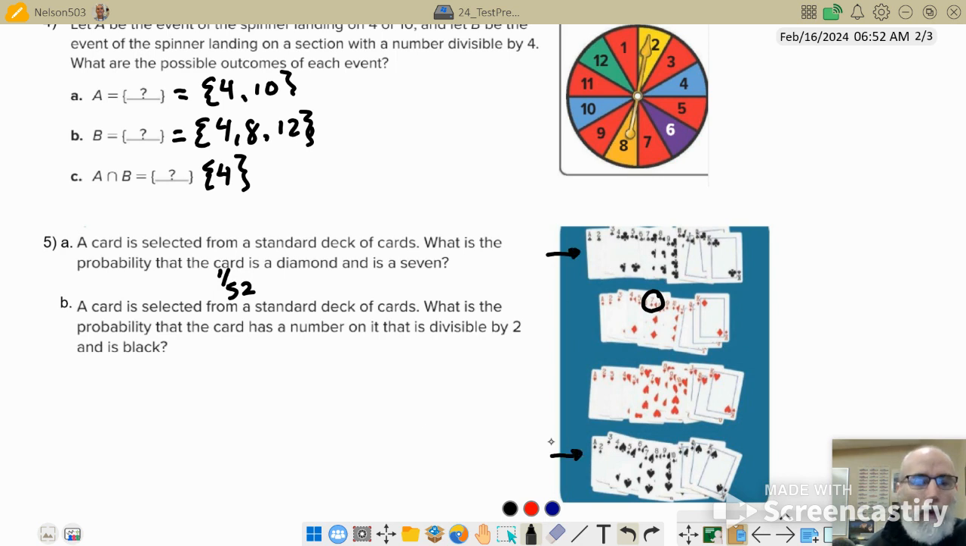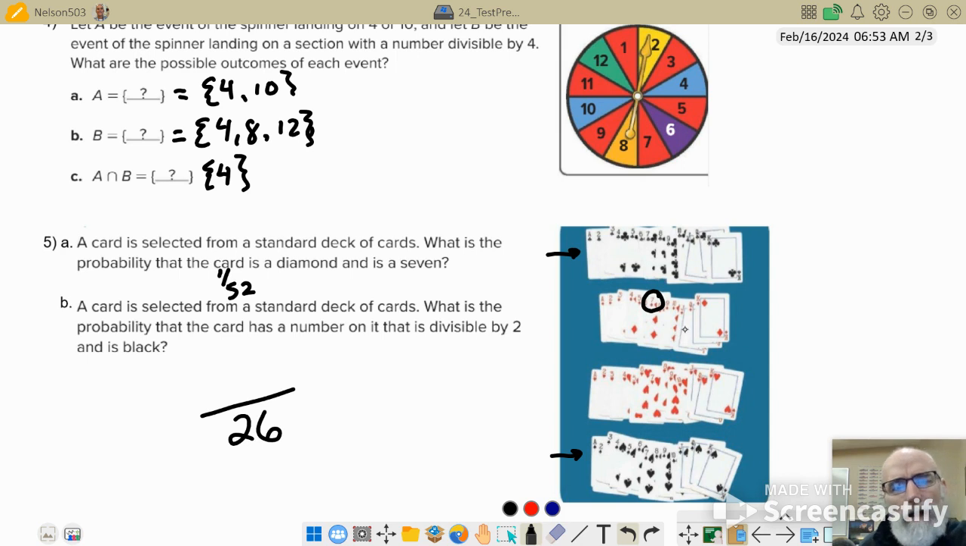That's a total of 26 cards. So my probability could start out like this. There's a total of 26 cards, right? And then how many are divisible by 2? What's the probability the card has a number that's divisible by 2? Well, there's 2 there, right? There's a 4, there's a 6, there's an 8, there's a 10, right?